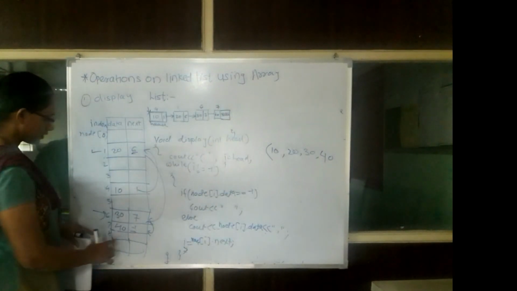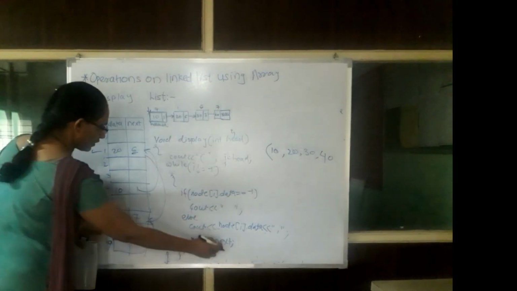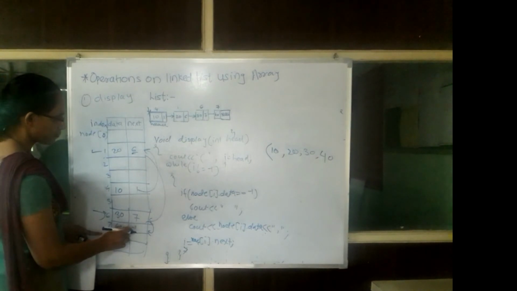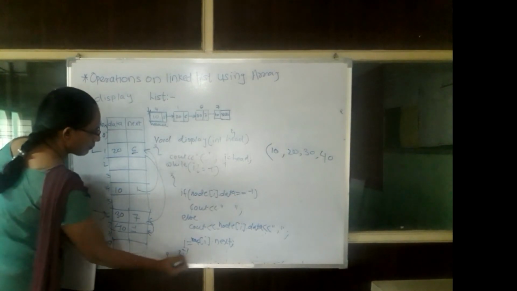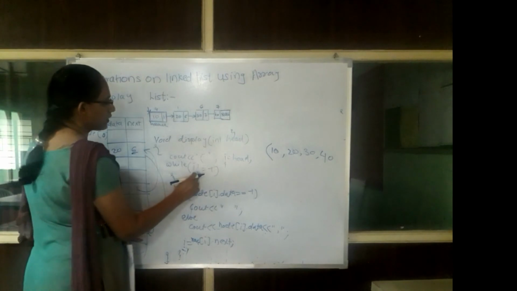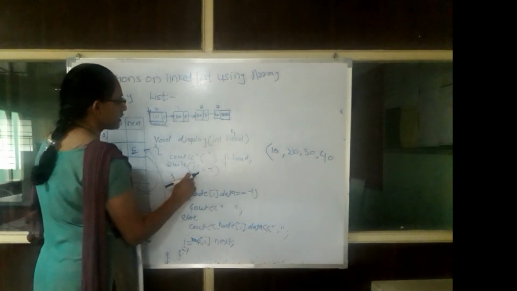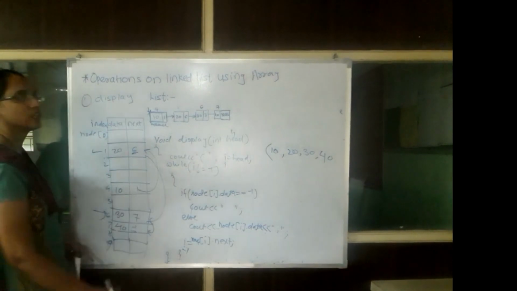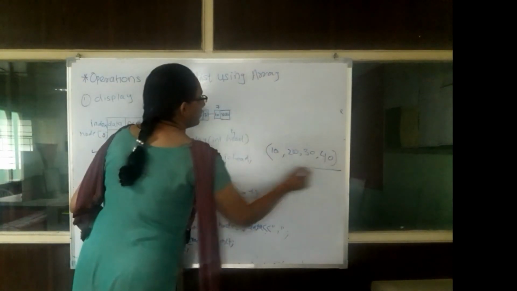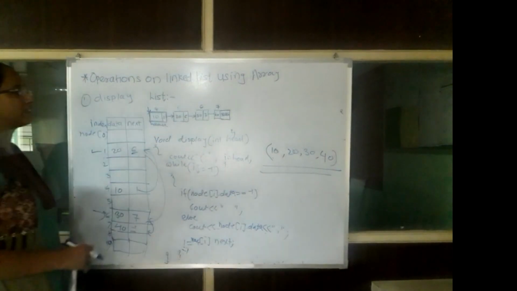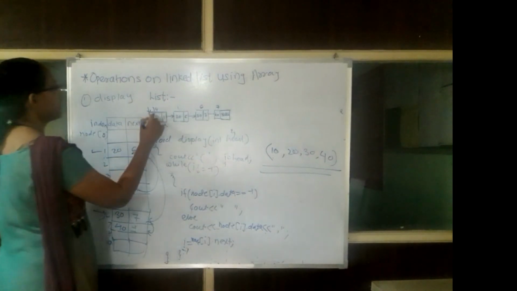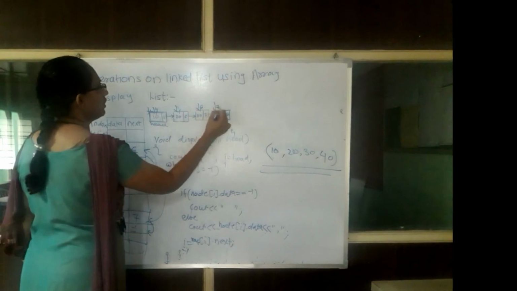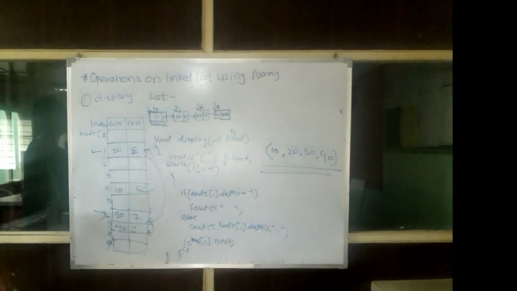Okay, after that node of 7 dot next is -1. I is now -1. It checks here whether -1 is not equal to -1. The condition is false. So it will exit from this loop and it will display the list like 10, 20, 30, 40. That is nothing but the data part of your linked list. Okay, this is the display of the list using an array.